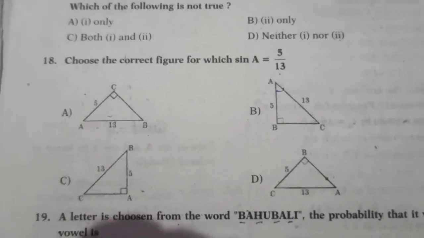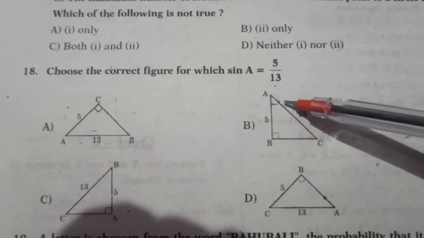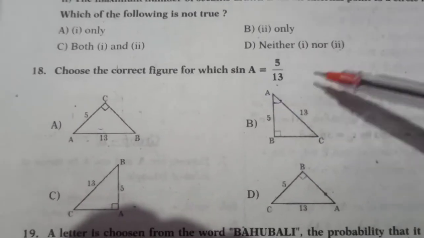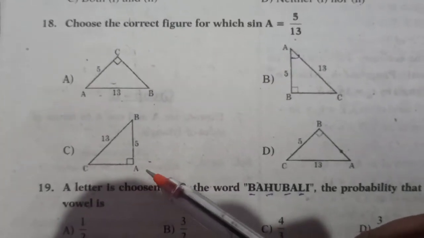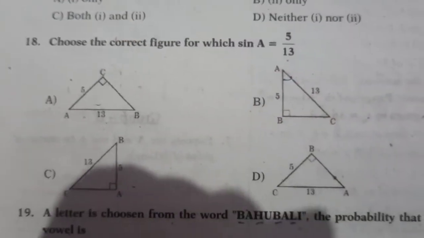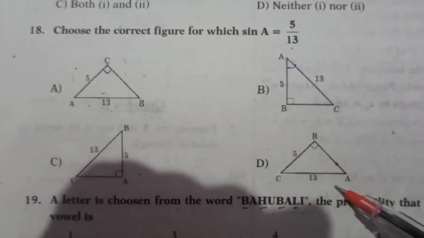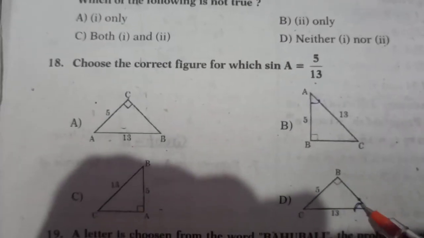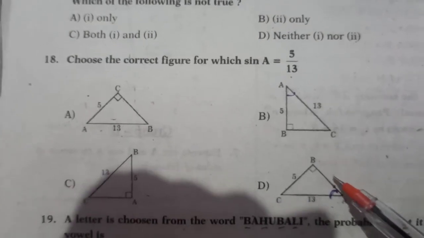So here angle B is 90 degrees, but A is at here, so it's not valid. This also is not valid because angle B is not 90 degrees. This also is not valid. So this is valid because this is the hypotenuse, the longest side, and this is angle A. So from this, this is the hypotenuse and this is opposite, and this will be adjacent.